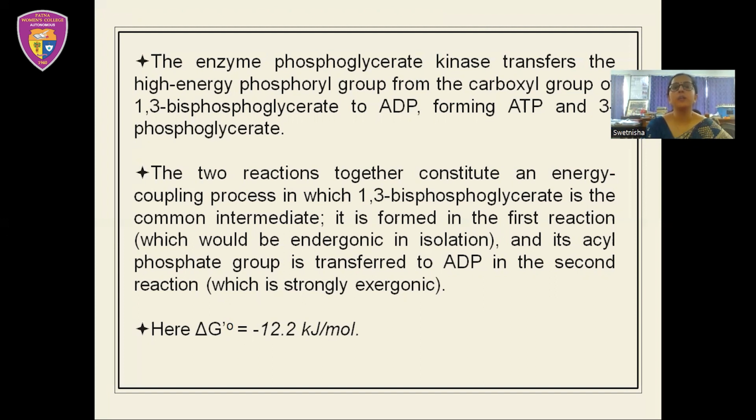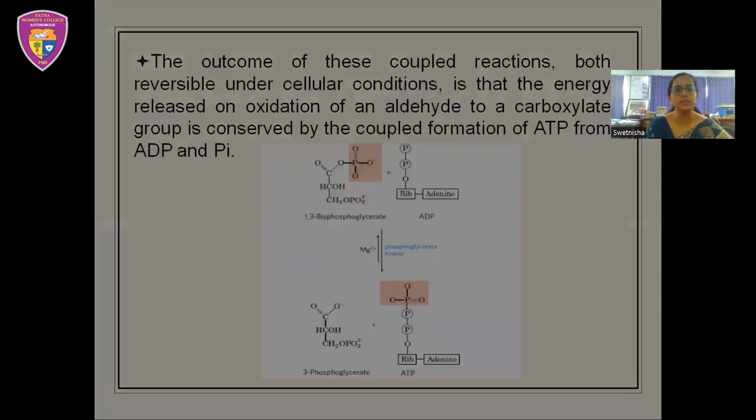So when we are combining these two reactions, when we are coupling these two reactions, the net free energy change is negative, and therefore the overall reaction is exergonic in nature. So this coupling process will result in formation of an exergonic reaction. It will lead to the formation of the reaction spontaneously.